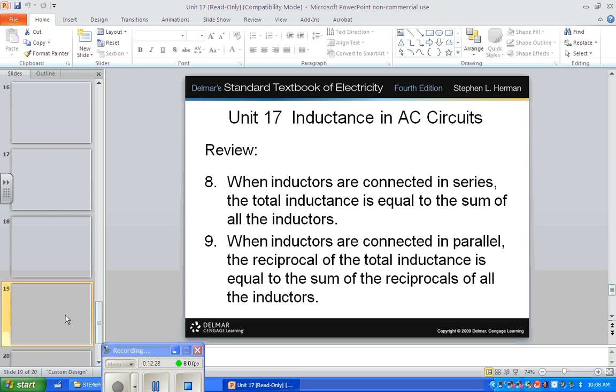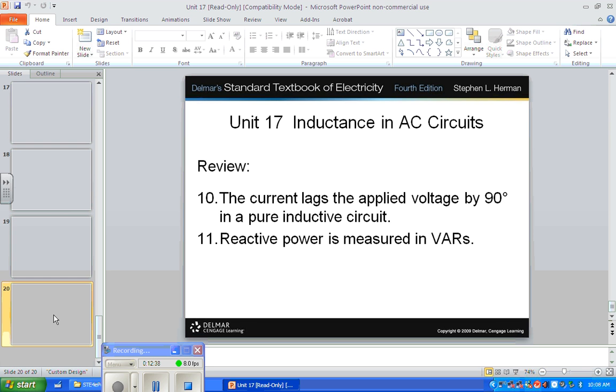And when inductors are connected in series, total inductance is equal to the sum of the inductors. When inductors are connected in parallel, you add them by the reciprocal method. Sounds familiar. And the total current lags the applied voltage by 90 degrees in a pure inductive circuit, but there's no such thing as a purely inductive circuit either. Okay? And that is the end of that one.